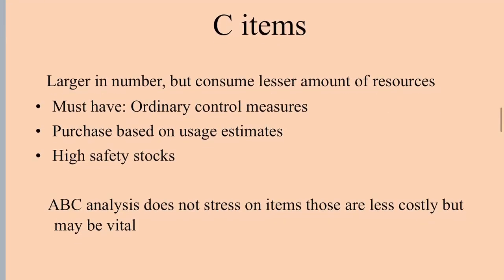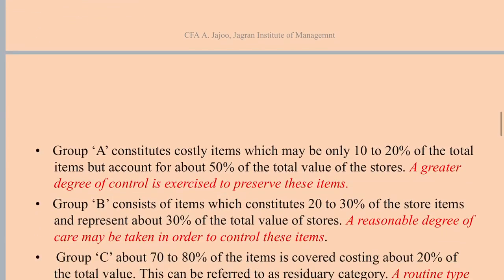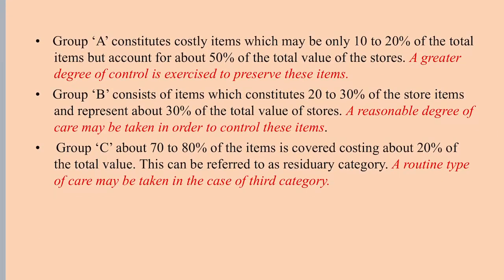Then comes the C item. They are ordinary items and can be supervised or controlled by ordinary measures only. So these C items are left to production manager also, or maybe the lower level manager also, because they are not the costlier items, they have the major component in the total units in the inventory. So this is A, B and C.